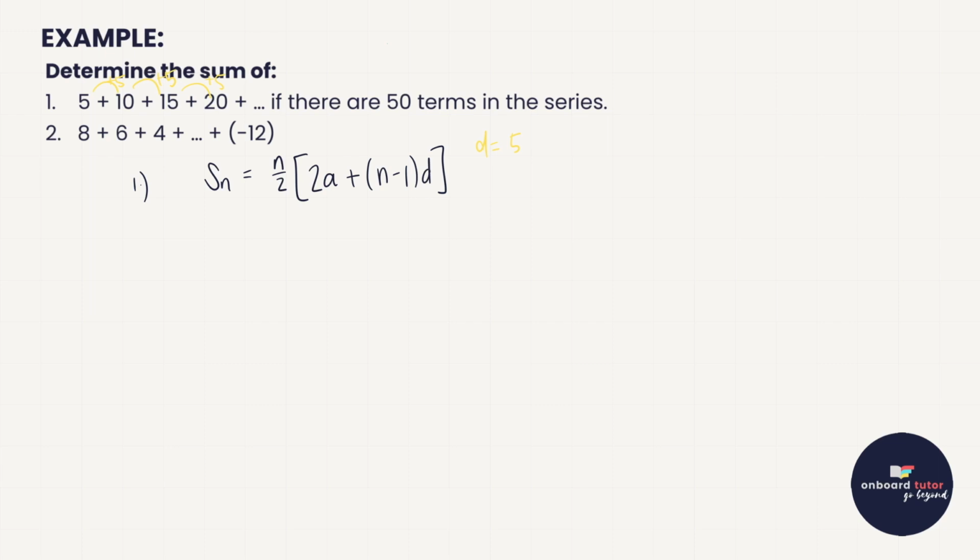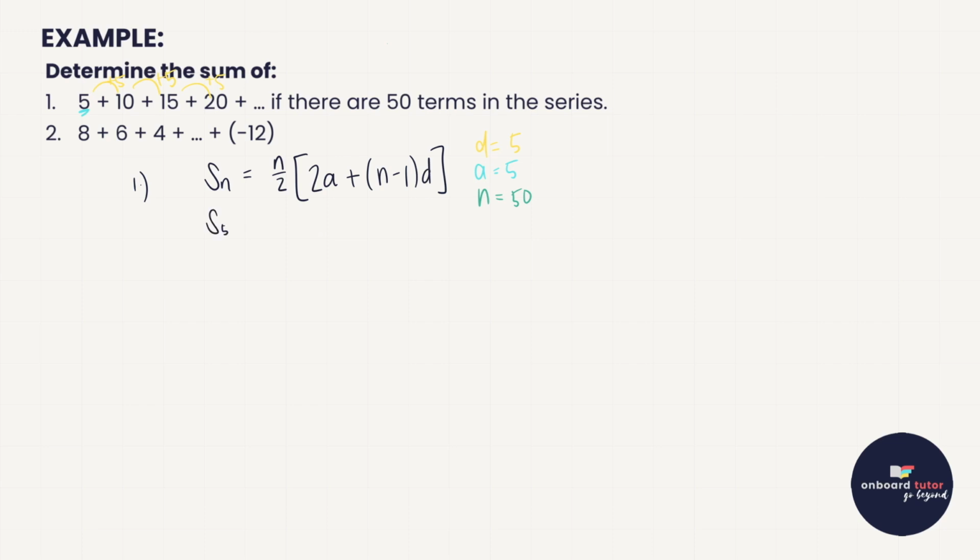Then we need the value of a to fill in our first term there. So a is also equal to 5. And then finally, to complete this formula, how many terms are we dealing with? That's n, and there are 50 terms. So we are now ready to complete the formula.